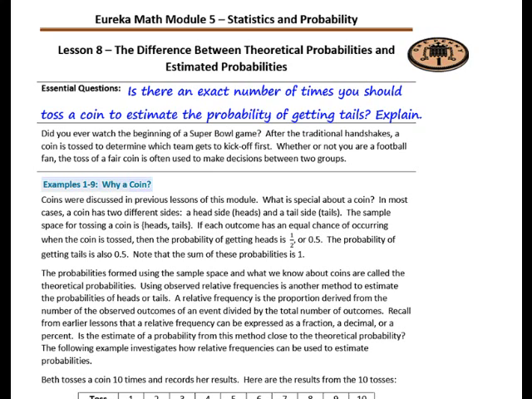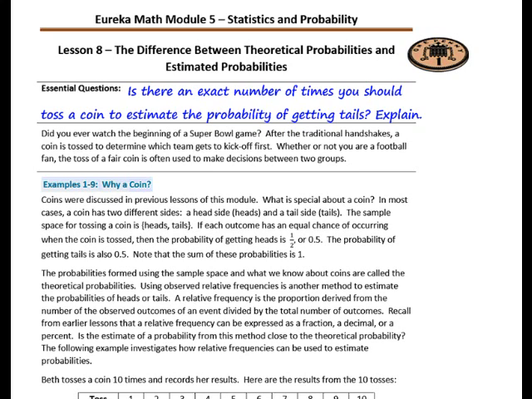Why a coin? Coins were discussed in previous lessons of this module. What is special about a coin? In most cases, a coin has two different sides, a head side and a tail side. The sample space for tossing a coin is heads or tails.